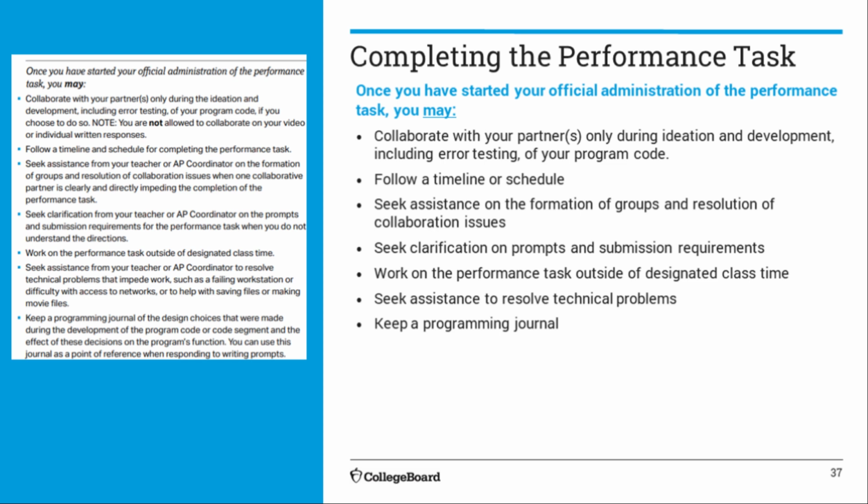Things that you can do: collaborate with a partner on the ideation and the development, including error testing of your program code. Follow a timeline and a schedule. That's just really good practice. Seek assistance in the formation of groups and resolutions to collaboration issues. We don't want the fact that you and your collaborative partner are disagreeing about something to hold up your progress and impact your score. So if you need help to resolve something, that is a time where your teacher can definitely step in. Make sure you're seeking clarification on the prompts.